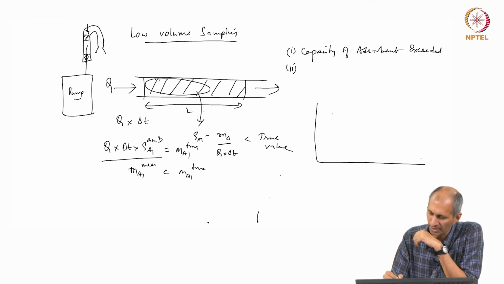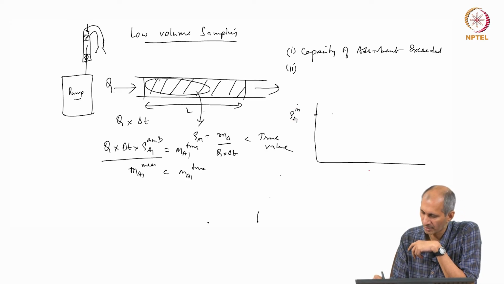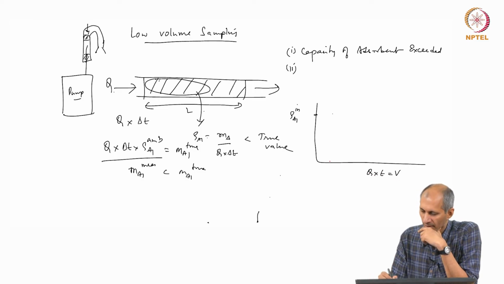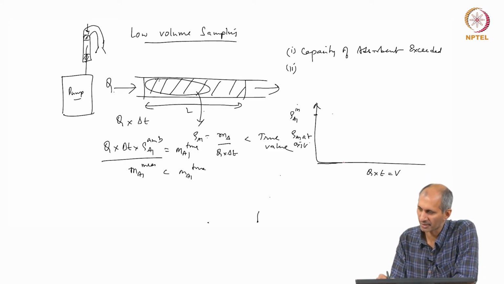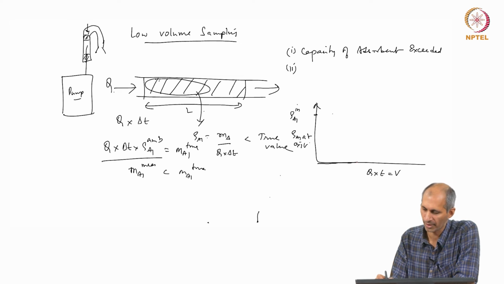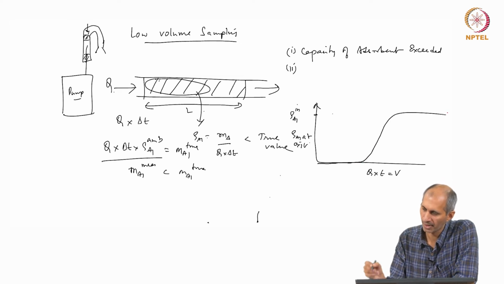When you are measuring, you are sending something into a column at some concentration. This is the rho A1 in, this is Q into time, the volume of air. On the y axis is the exit concentration, rho A1 at exit. What you would expect normally is that nothing comes out at the exit, because everything is being trapped. At some point it will go up and it will do this. So this means it is exhausted, done.